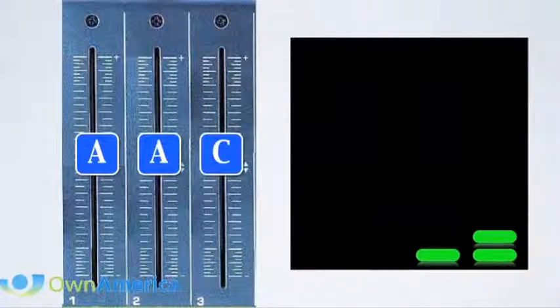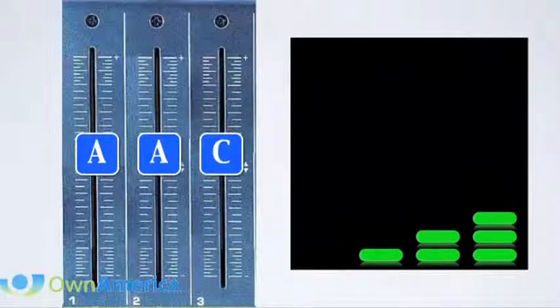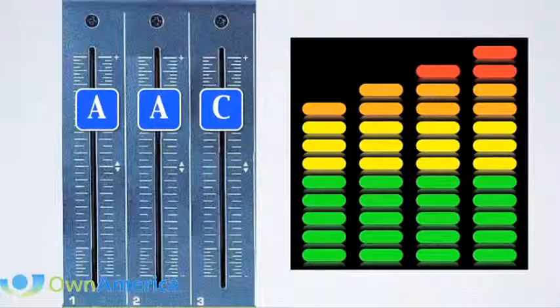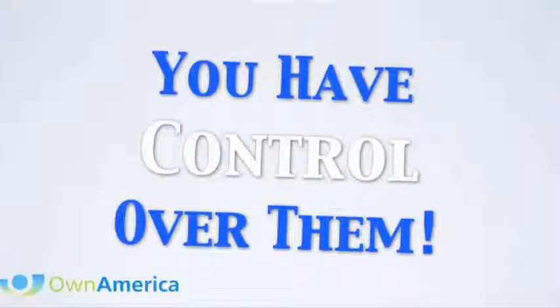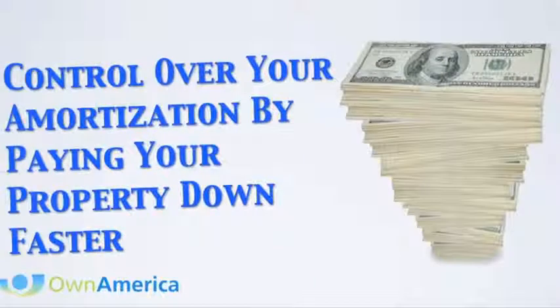So to recap, we've got leverage, appreciation, amortization, and cash flow. And the three of these things, when driven forward together, can give dramatic returns. And the best part is that you have control over them. You have control over finding markets that have a higher than average appreciation rate. We're going to show you how to do that in this course. You have control over your amortization. You can pay that property down faster.